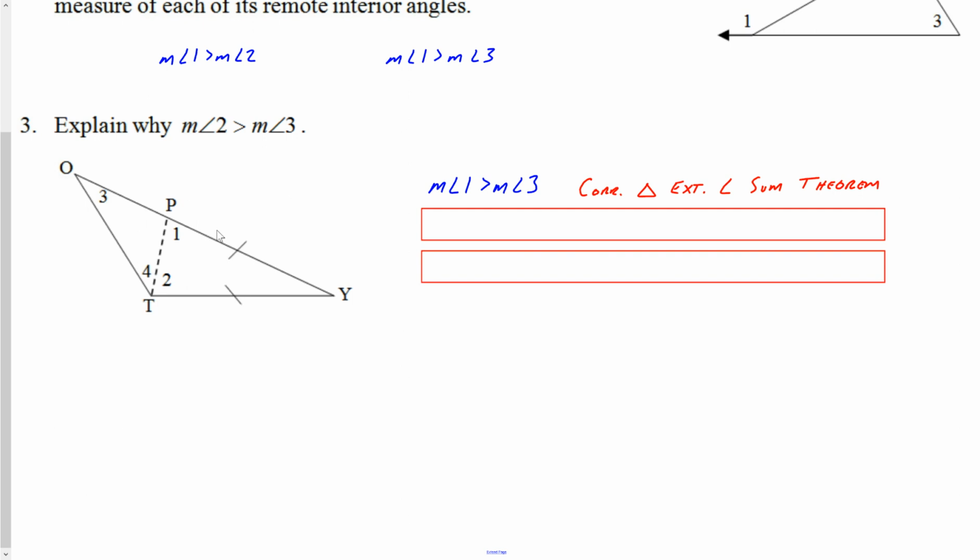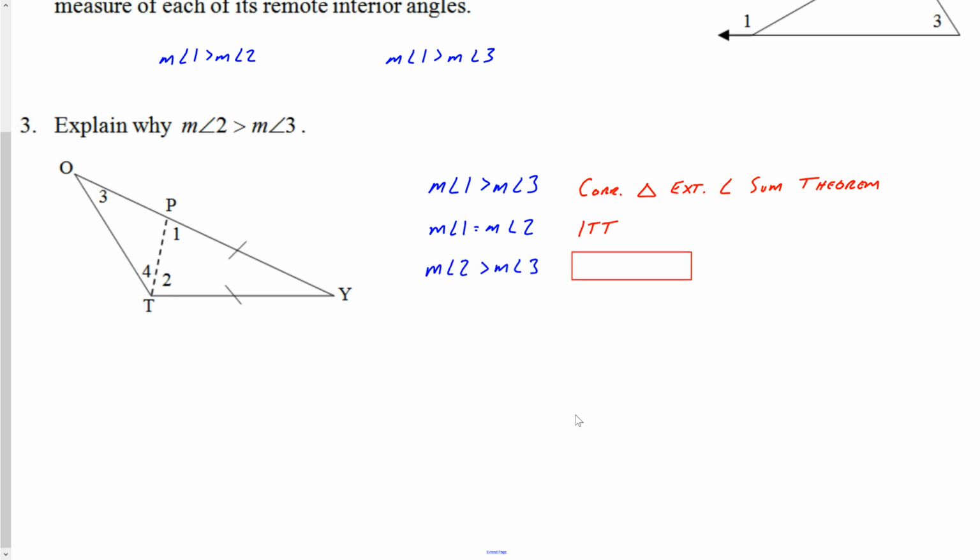Looking at the diagram, we would also have to notice that triangle TYP is an isosceles triangle, which allows us to say the measure of angle 1 is equal to the measure of angle 2 by the isosceles triangle theorem. So now, because the measure of angle 1 and the measure of angle 2 are the same, we can take the measure of angle 2 and replace the measure of angle 1 in our first statement with it by the transitive property. So these three steps would be how we would be able to say that the measure of angle 2 is greater than the measure of angle 3 in this diagram.